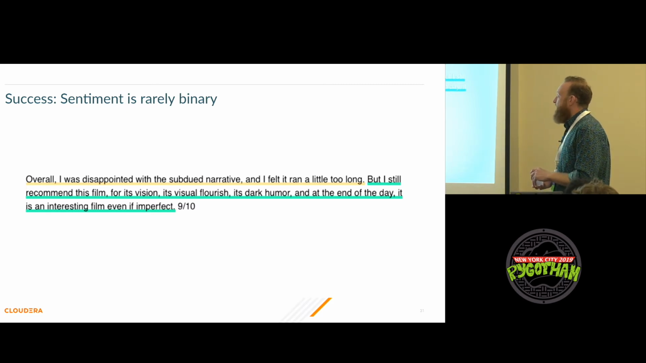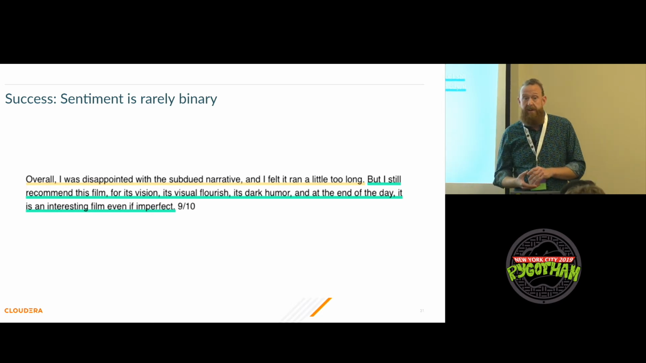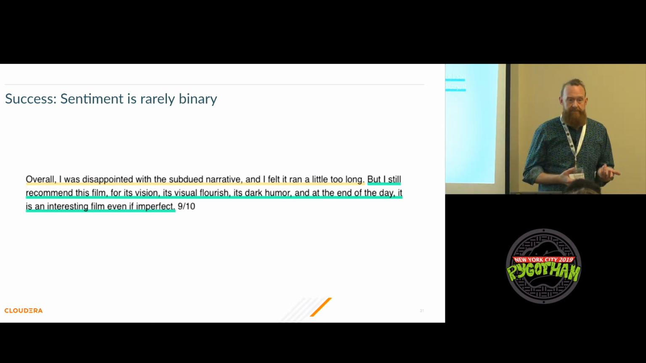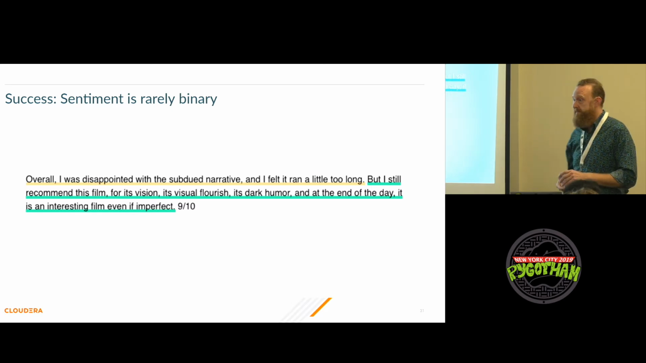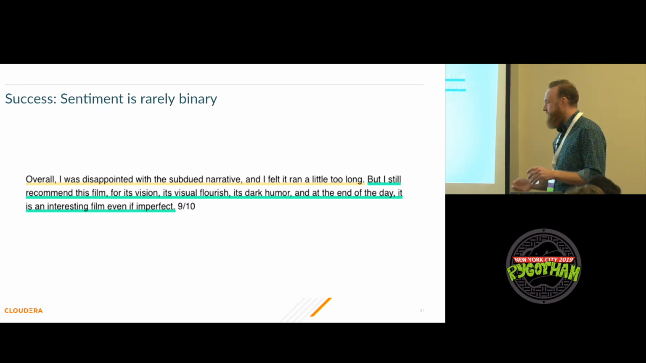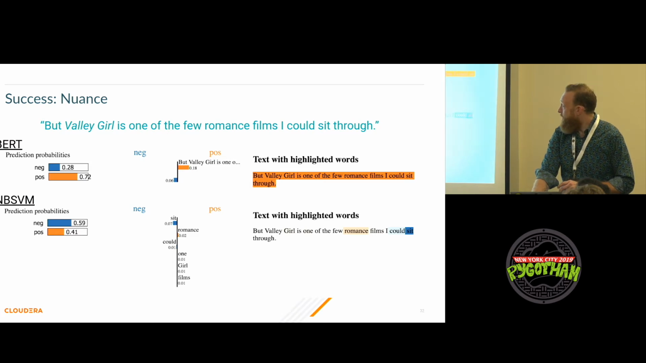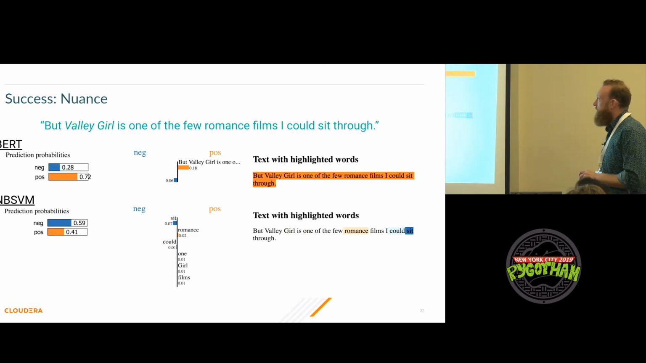So it's a success in the sense that our model, our trained model based on BERT, overcame that duality. It had great performance despite a bunch of these reviews being on both sides of the movie. Another success, nuance.